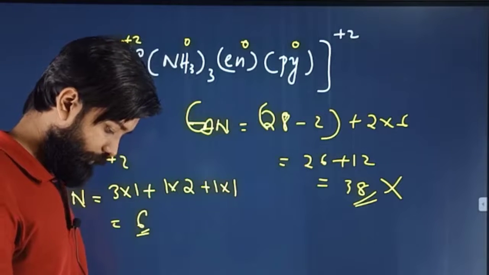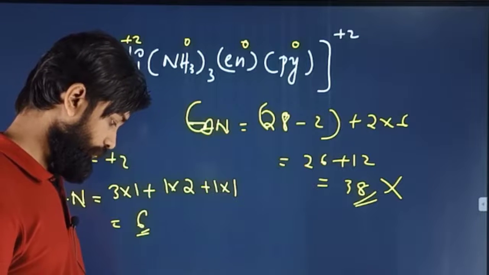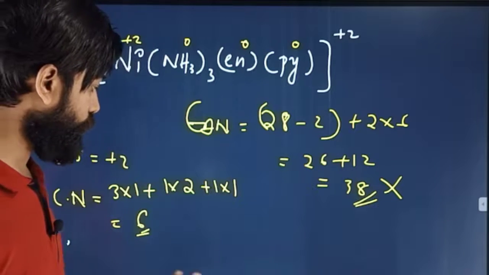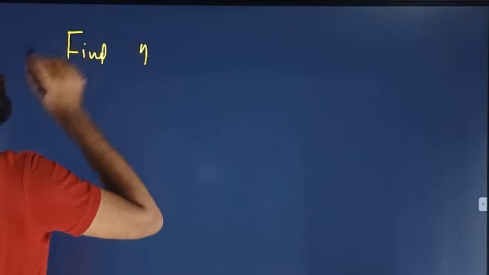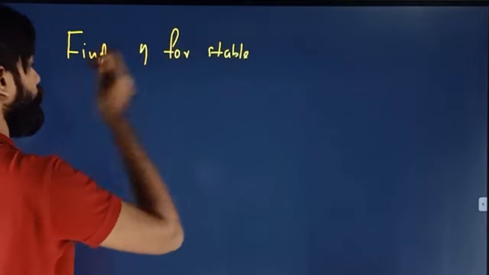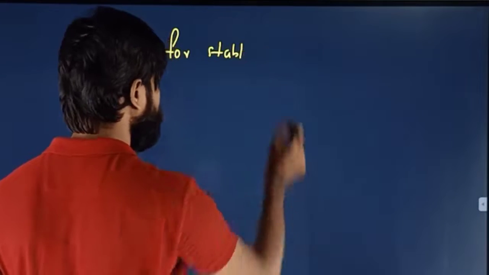Ready? Okay, fine. So these are the cases. Okay, one more question I'll give you. So in most of the cases the EAN rule is not valid, right? Okay. One more case. I think you are familiar with how to calculate the EAN, right? Find n for stable metal carbonyls.